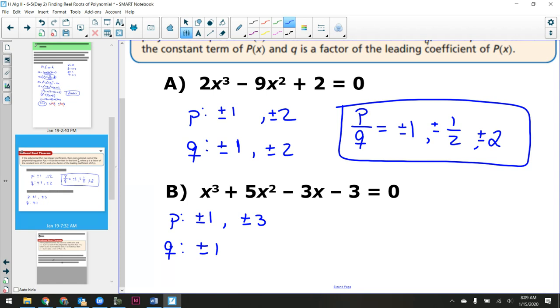What's wrong? And then for Q, do you get it from the first part? Yep. So just there. Okay. So that's the constant. That's the leading coefficient.